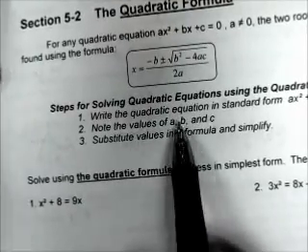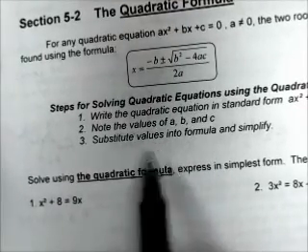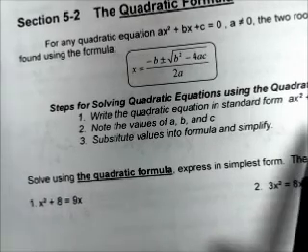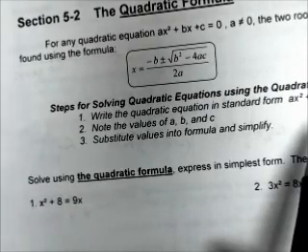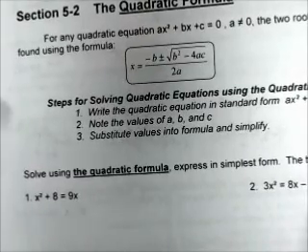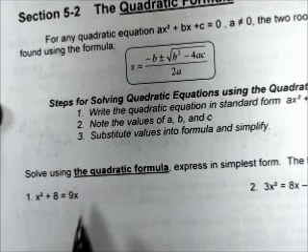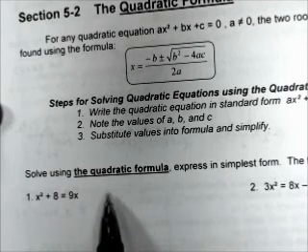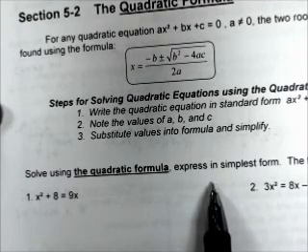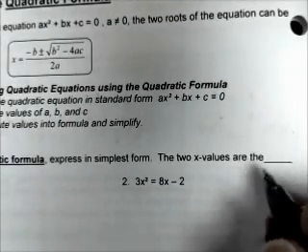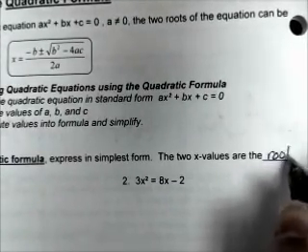The steps for solving a quadratic equation using the quadratic formula. Write the quadratic equation in standard form. Note the values of a, b, and c. Substitute the values into the formula and simplify. So we want to solve using the quadratic formula, expressed in simplest form. The two x values are the roots, or zeros, or solutions.